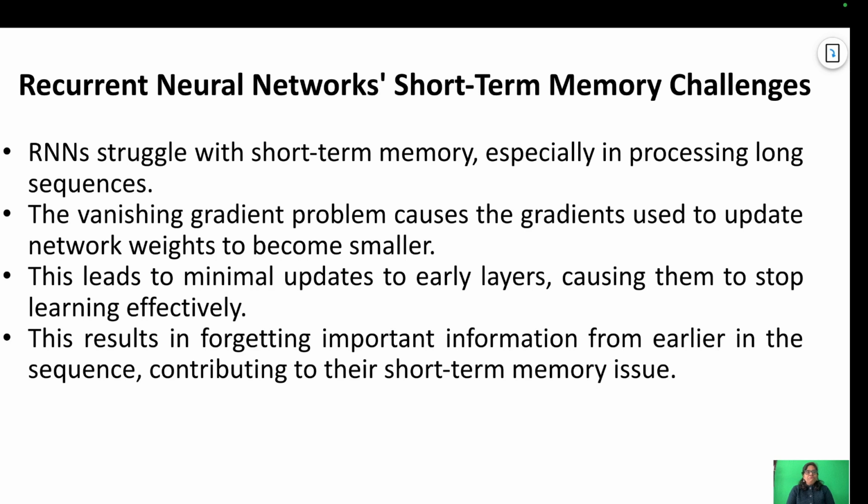Now this is the major challenge in a recurrent neural network. The RNN struggles with short-term memory, especially when processing long sequences. The vanishing gradient problem causes the gradients used to update the network weights to become smaller. This leads to minimal updates to early layers, causing them to stop learning effectively, and this results in forgetting important information from earlier in a sequence, contributing to the short-term memory issue.